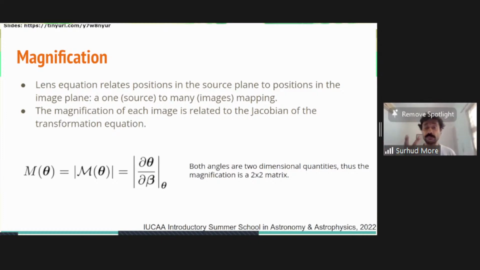So they have two components each, which means this del theta by del beta will have four components in total. Right? Del theta 1 by del beta 1, del theta 2 by del beta 1, and then del theta 2 by del beta 2, and del theta 1 by del beta 2. Right? So four components for this magnification matrix. And if you want to take a look at these areas and then divide by these areas, it's just given by this determinant. Right? So the ratio between these areas will be given by this determinant. And so if you know this determinant, you can compute what the magnifications are at any given location.